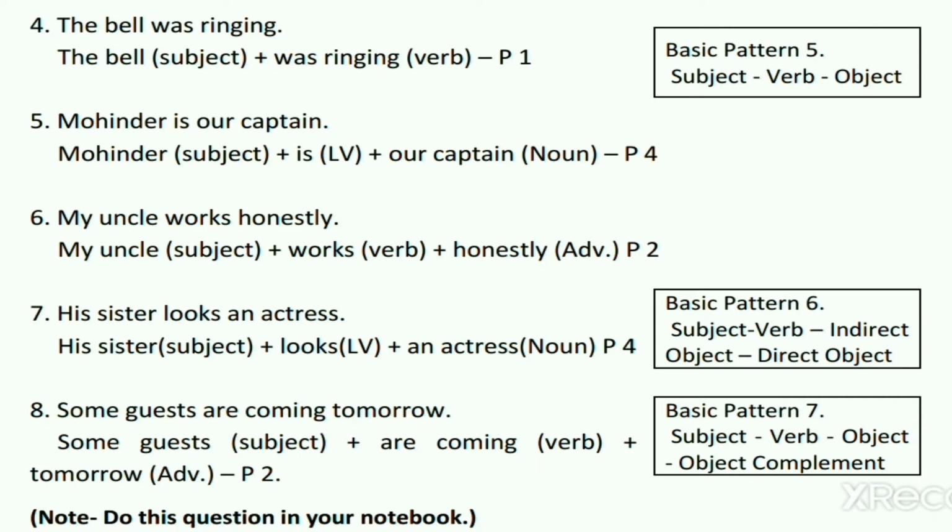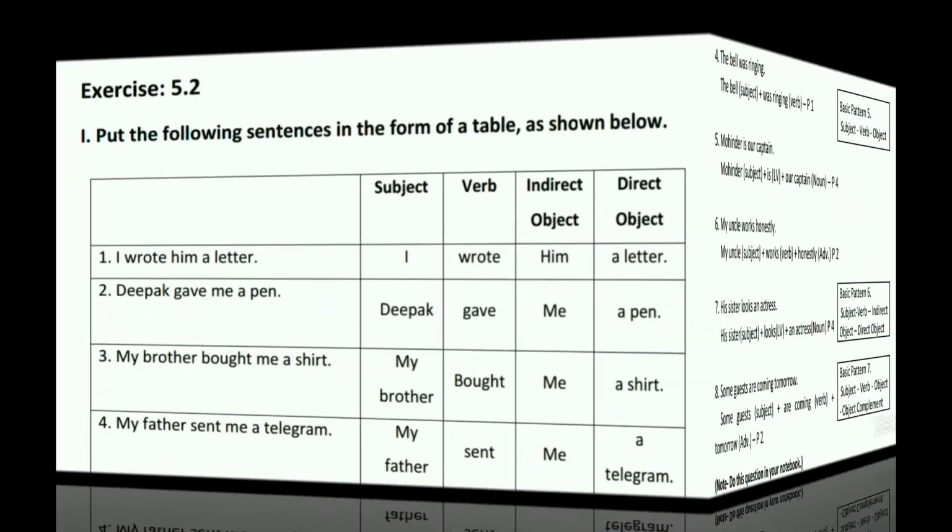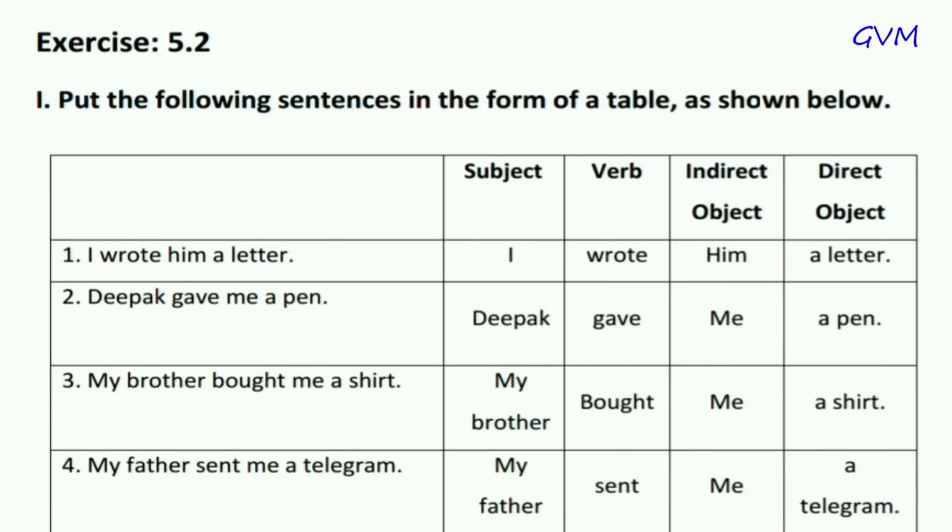So my dear student, rest of the questions you have to do yourself in your notebook. Exercise 5.2. Put the following sentences in the form of table as shown below. First one is I wrote him a letter. And in this statement subject is I, verb is wrote, indirect object him and direct object a letter.